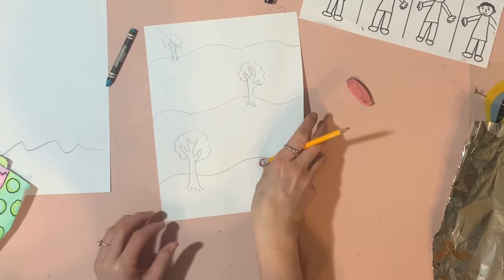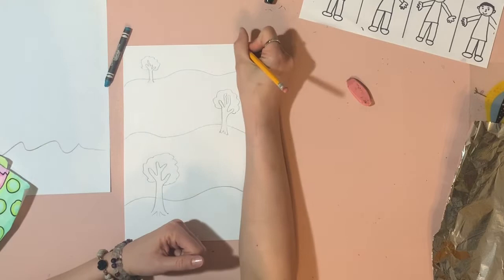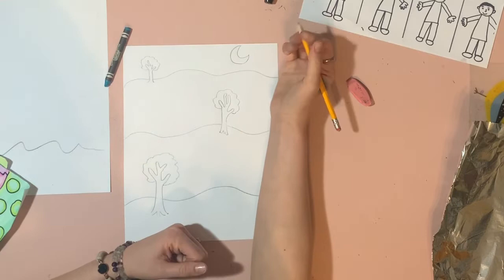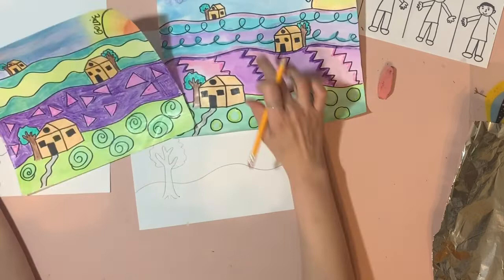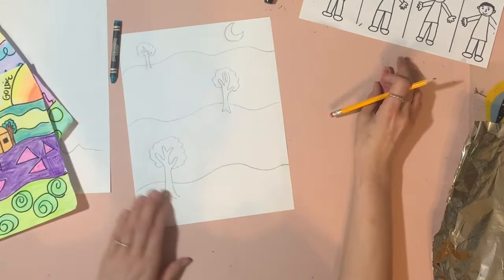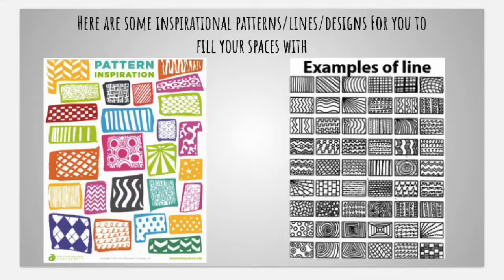Like every piece of artwork, we're going to decide, is this nighttime or daytime? So I think I'm going to actually make this one nighttime. Now, instead of just coloring everything in, we're also going to think about some different lines, designs, and patterns to fill our spaces. So feel free to pause and go back to use that lines and patterns and design slides to give you some inspiration.